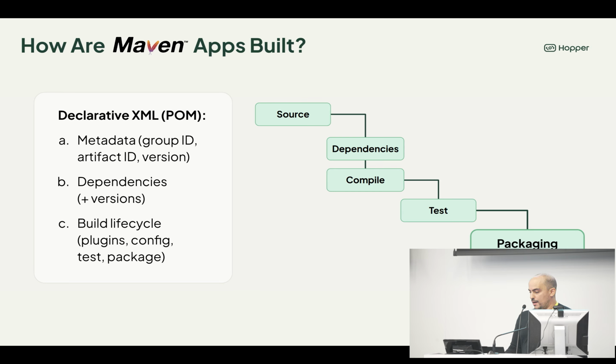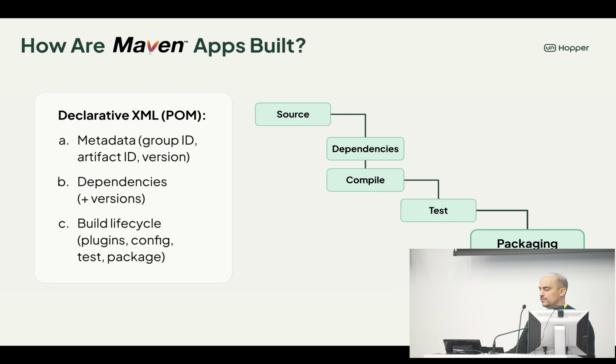So, how do we build an application with Maven? We have a simple thing that we call the POM. It's an XML file that defines metadata, for example the group ID, the artifact ID, and the version, which is essentially the identification of the binary that we are going to build. We specify the dependencies with the version, the direct dependencies, and all the build lifecycle.